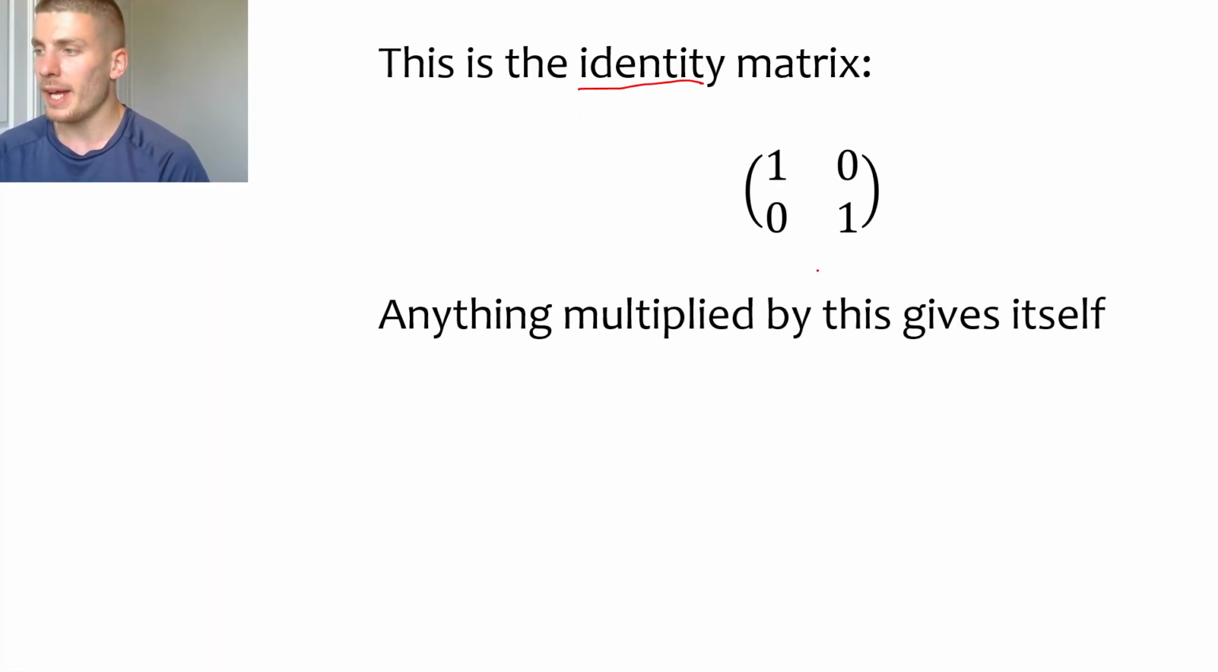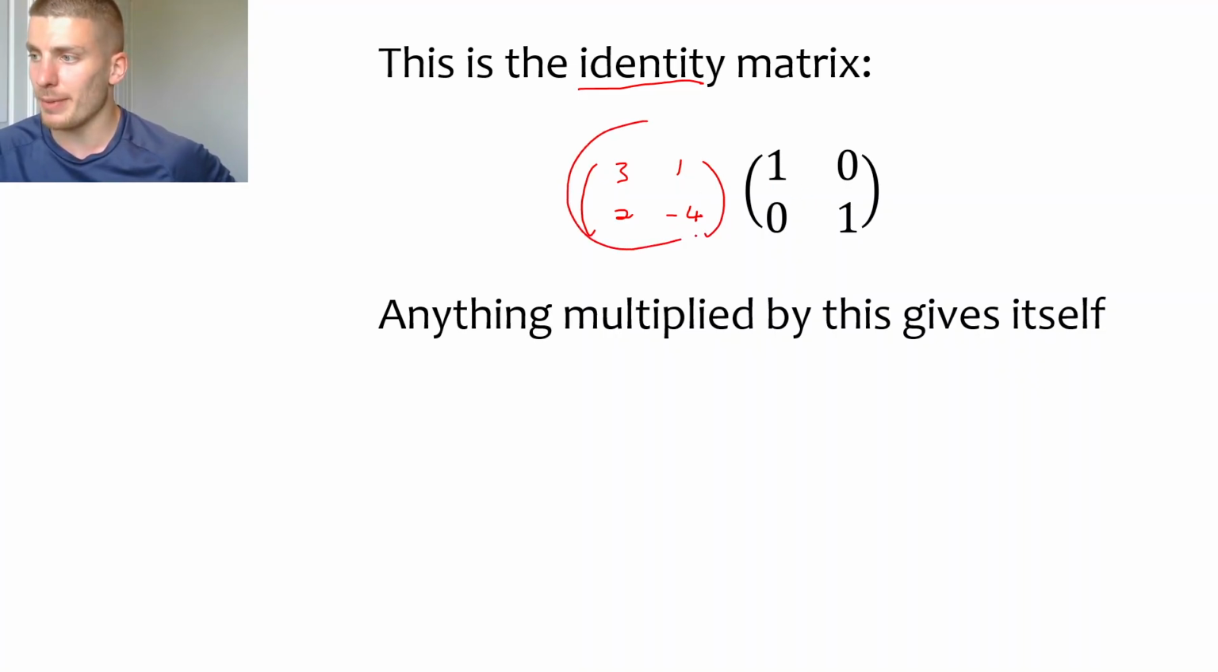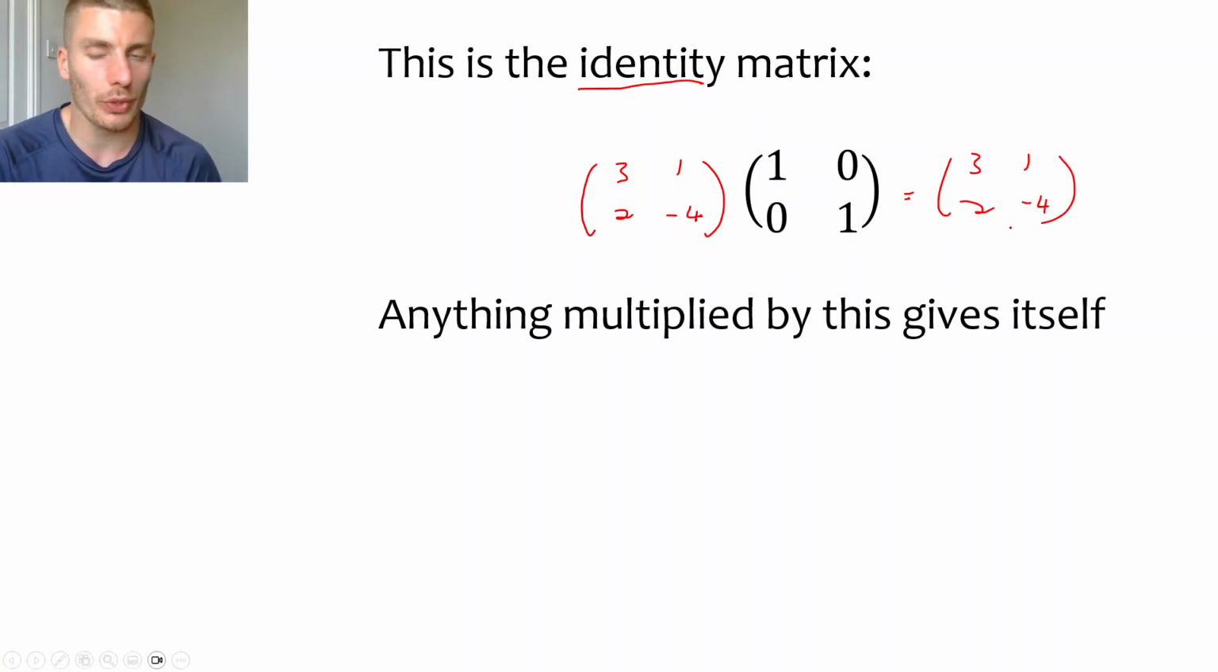So for example, if I just make up a random 2 by 2 matrix, such as 3, 2, 1, minus 4, and I multiply it with the identity matrix 1, 0, 0, 1, it's just going to keep this matrix the same. Okay, nothing's going to change. The answer to this is going to be equal to 3, 1, 2, minus 4. Okay, you can work through it and go through it yourself if you want to prove that yourself, but that's going to be the case.